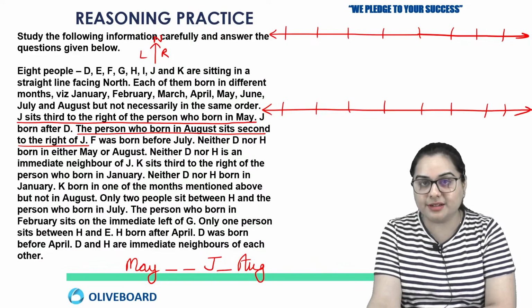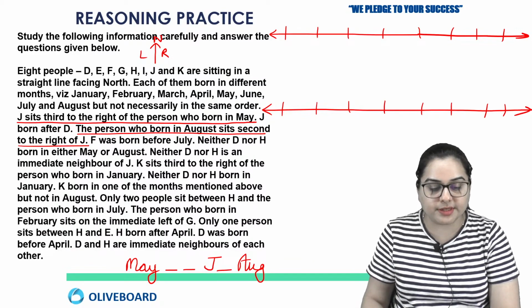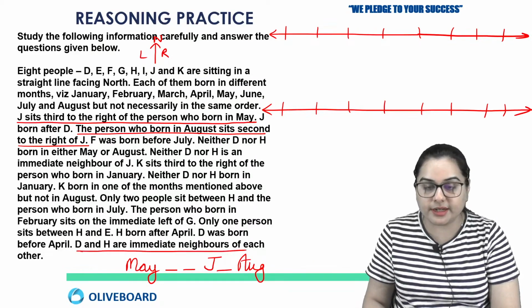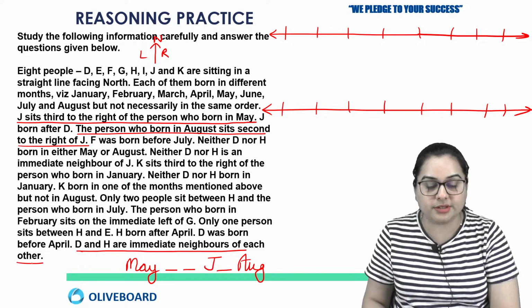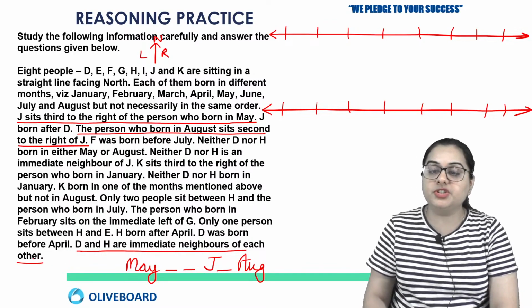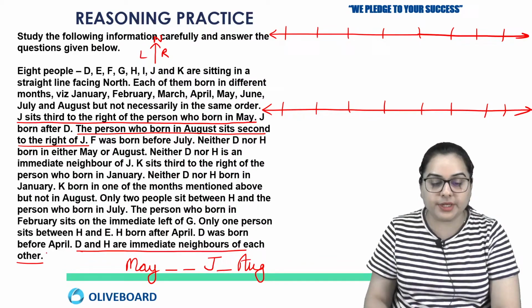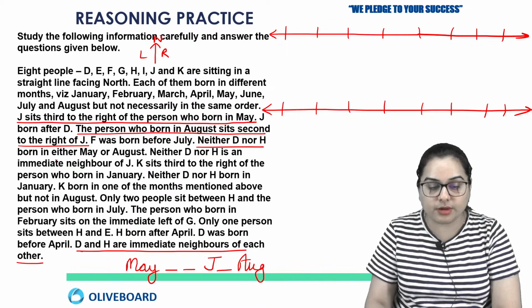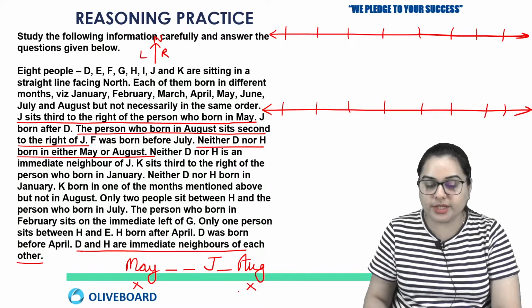A lot of times they are referring to D and H. So what is it? He says in the last that D and H are immediate neighbors of each other. So D and H will be written together, but he says that neither D nor H was born in either May or August. D and H cannot be written in the month of May and August.